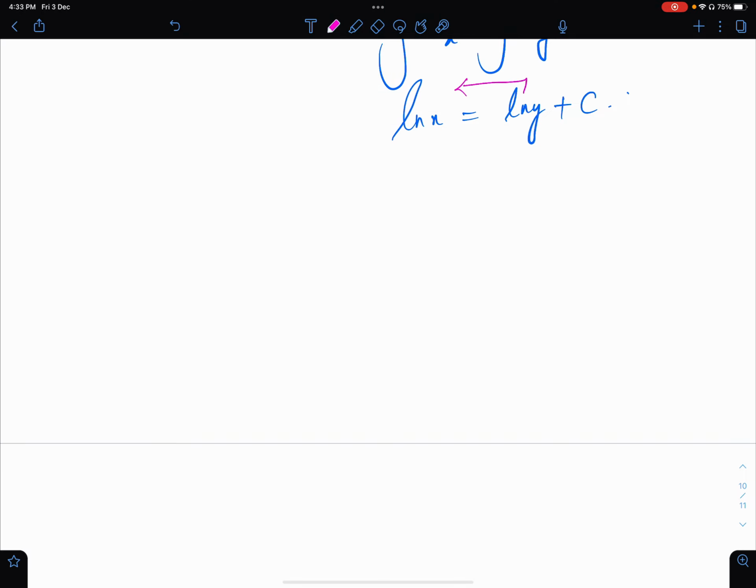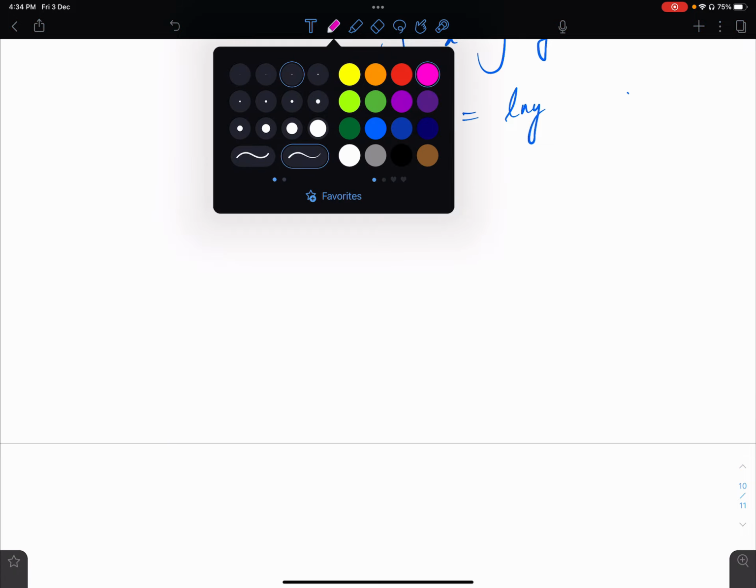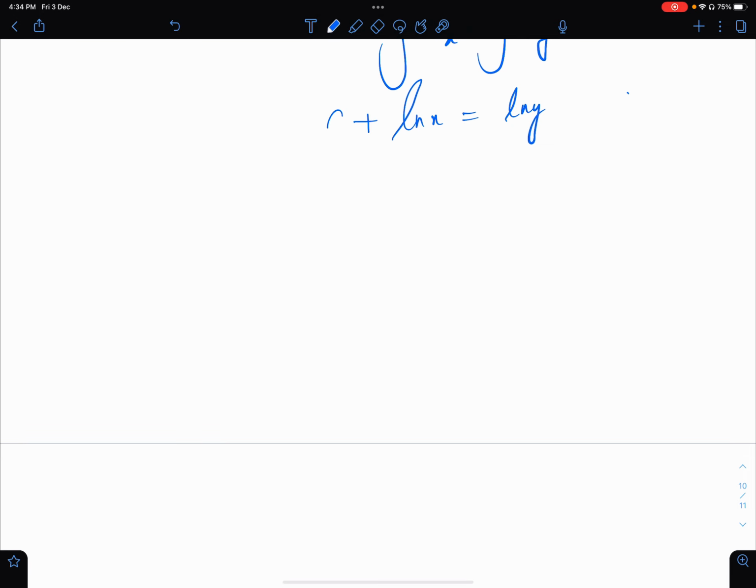After that, take this ln x or ln y to the other side. Or I can do one thing. Why do I have to add c on that side? Why not this side? Because that will avoid some confusion. So take this ln x to the other side. So what do you get? c is equal to ln y minus ln x. By using the property of logarithm, c is equal to ln y by x.